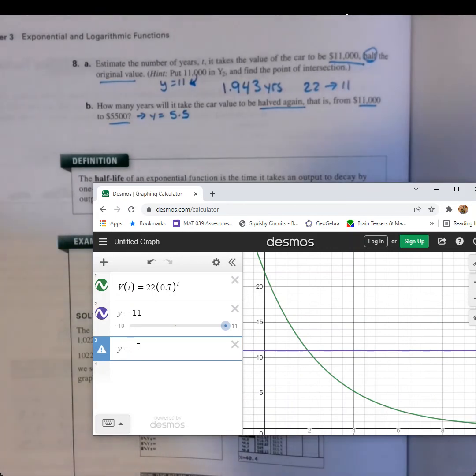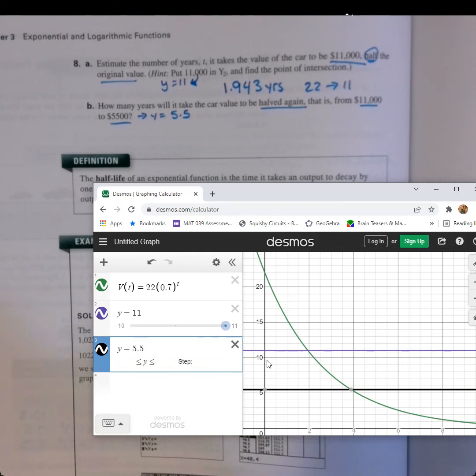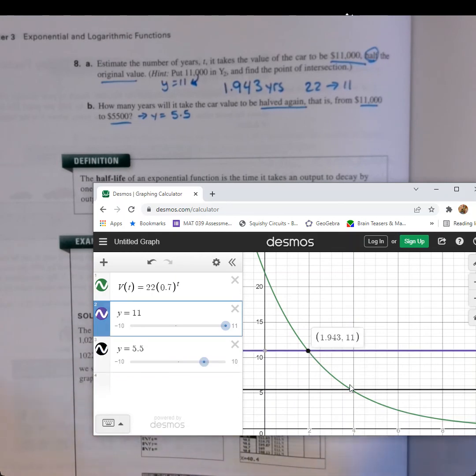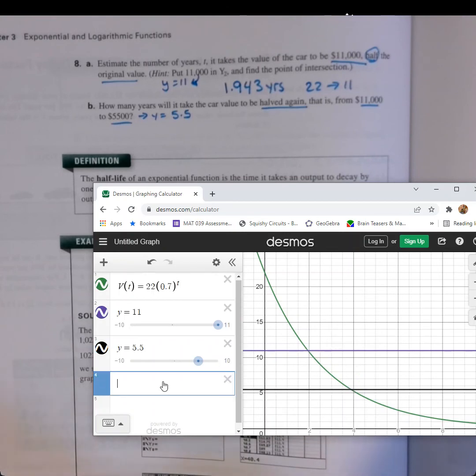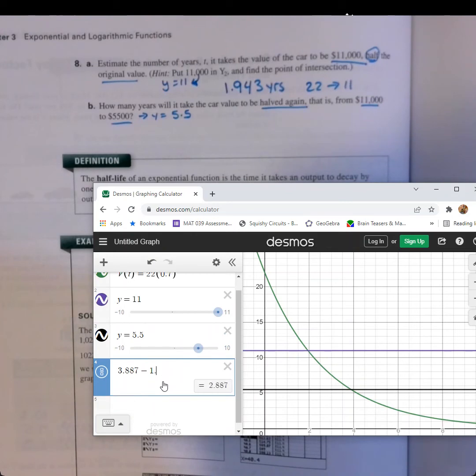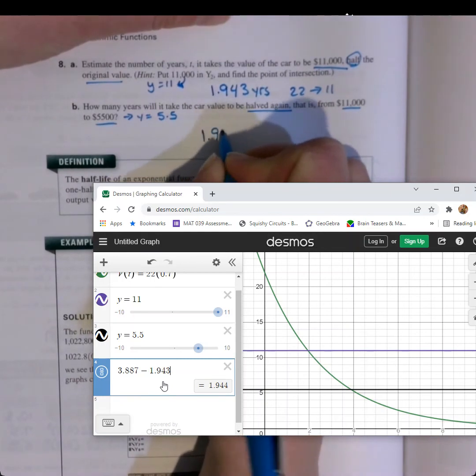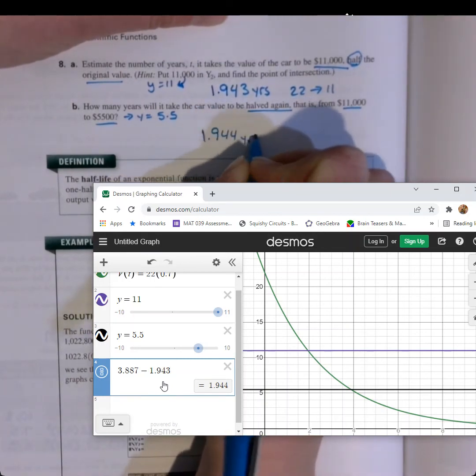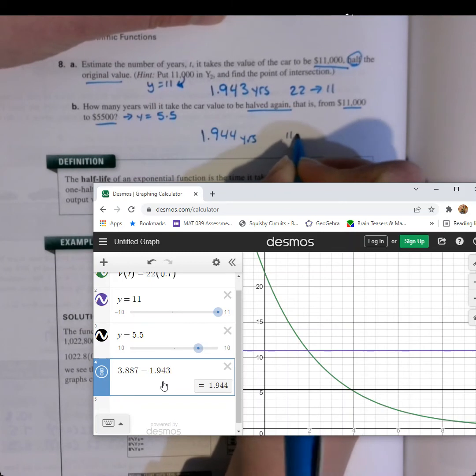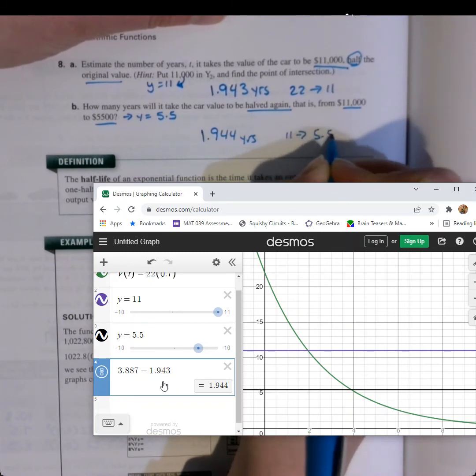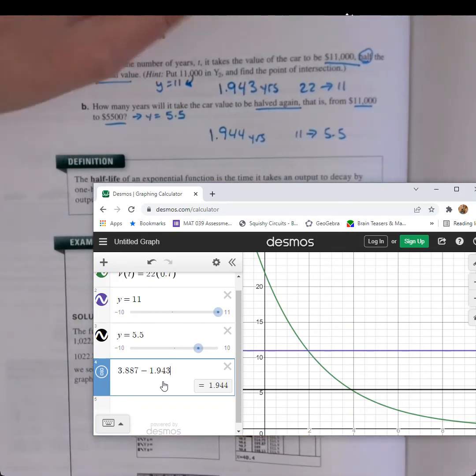Then I'm going to have to make sure that I do the difference of the y values so that I can go from 1.943 to 3.887. So 3.887 minus 1.943 is 1.944. It takes 1.944 years to go down from 11 to 5.5 thousand, or 5,500.